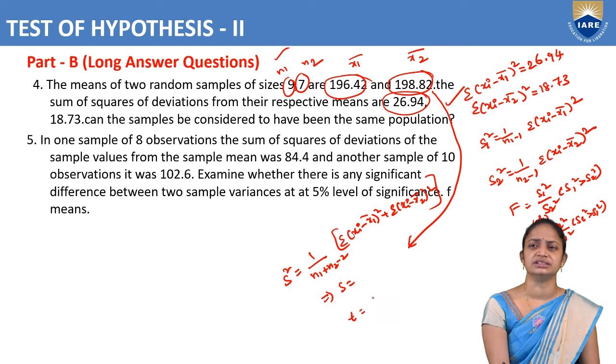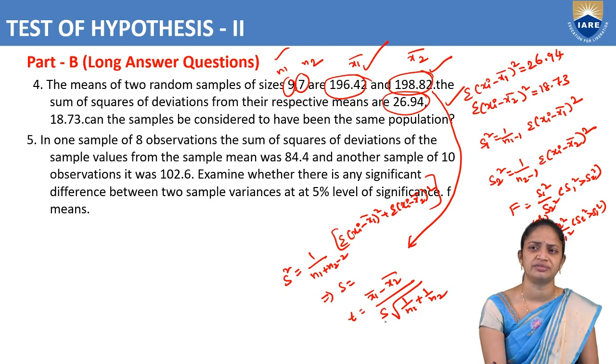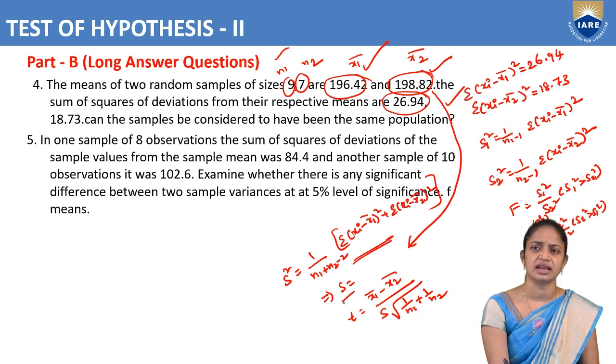So the formula is t equal to x1 bar minus x2 bar divided by s into under root of 1 by n1 plus 1 by n2. Here they have given the x1 bar value and the x2 bar value, so we have to use this formula also. t equal to x1 bar minus x2 bar divided by s. What is s? From that we can calculate the s value.